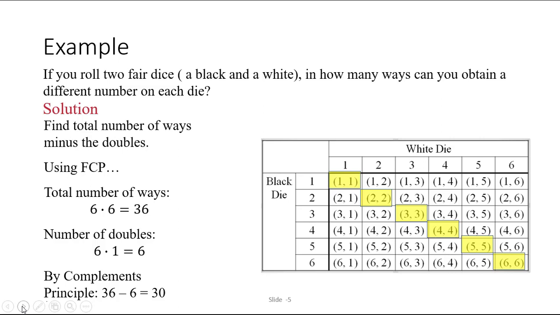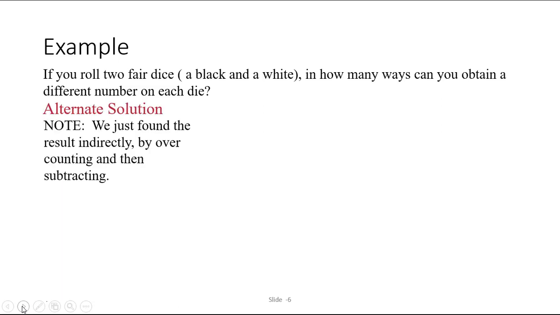This is an indirect approach to this problem. Note that we could have done something else. We could have used a direct method. We could have said, well, the first part of the task is rolling the first die and there's 6 possible outcomes. But then once we know what that outcome is, in order to avoid an identical outcome, we only have 5 possibilities for the second. And we would have had 6 times 5 is 30. So we could use the complements principle, or we could use a direct approach. And either way, we're going to get the same result.